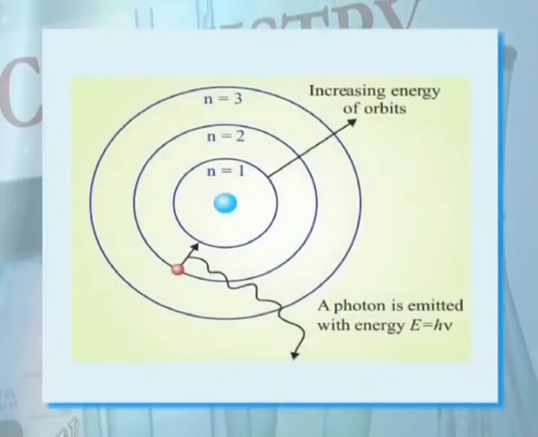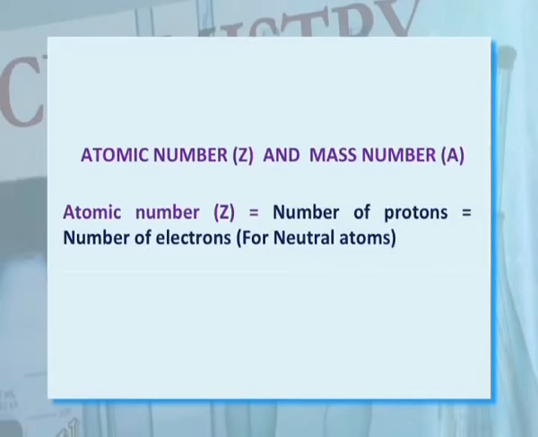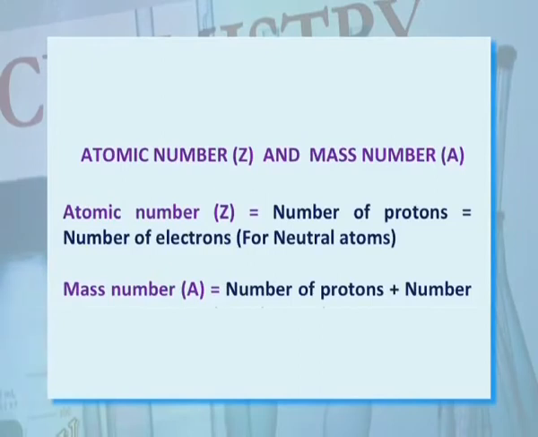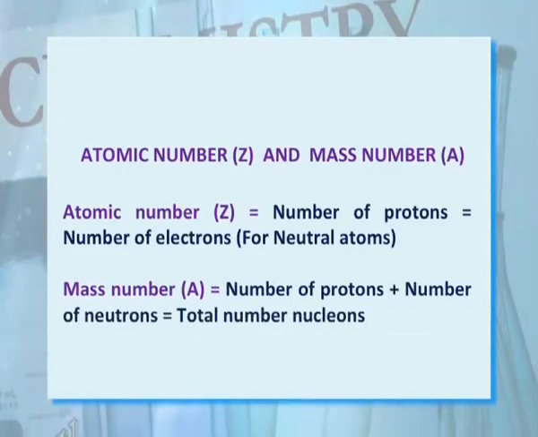This is the actual representation of exchange of energy when the electron changes its orbit. Now, the next concept is atomic number and mass number. Atomic number is equal to the number of protons, that is equal to the number of electrons for neutral atoms. Mass number is equal to the number of protons plus the number of neutrons, that is equal to the total number of nucleons.